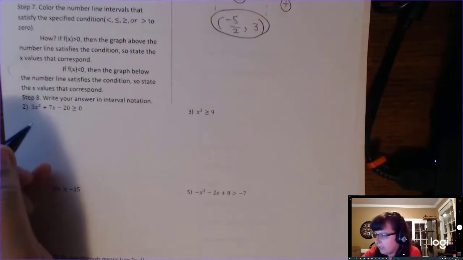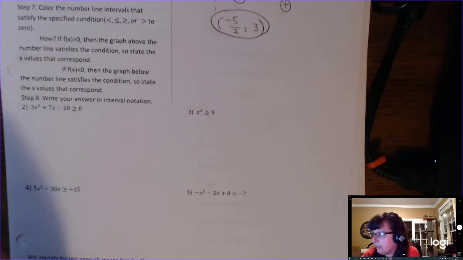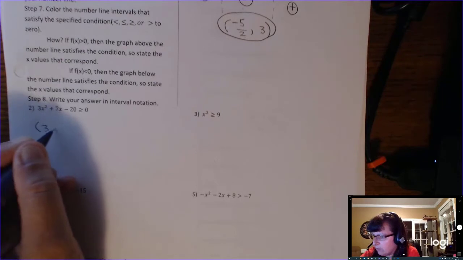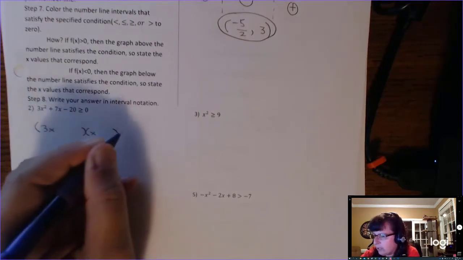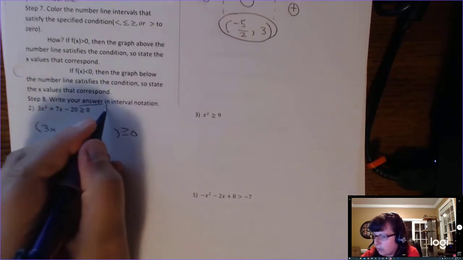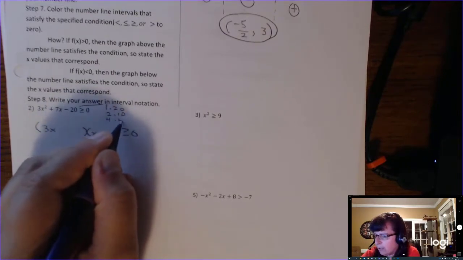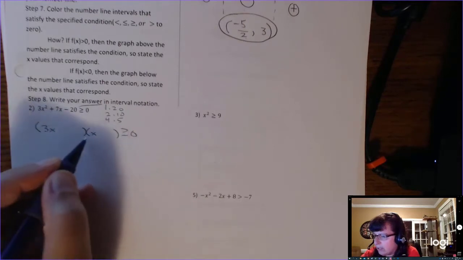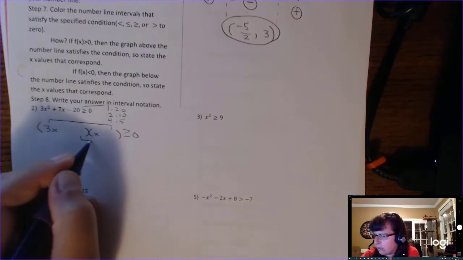So we have 3x squared plus 7x minus 20 is greater than or equal to 0. Step 1 is done. All we have to do is try to factor this. So we know 3 times 1 is all we can get, so I'm going to go ahead and put 3x and x. And then I'm going to check the factors of 20: 1 and 20, 2 and 10, 4 and 5. And because there's a number here and a one there, you've got to check the outer and inner terms.